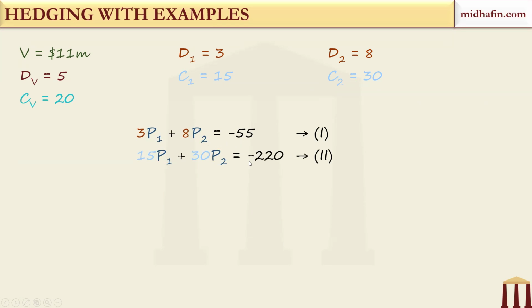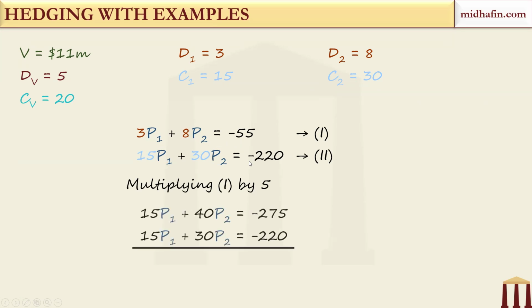Okay, I have two equations with two variables. I solved them here using the elimination method. There are three ways to solve linear equations in two variables: elimination, substitution, cross multiplication. Whatever you are comfortable with, you can use. Here I have used elimination. When I use elimination, I find that P2 should be equal to minus 5.5 million. In other words, I need to take a short position in 5.5 million worth of hedging instrument 2.